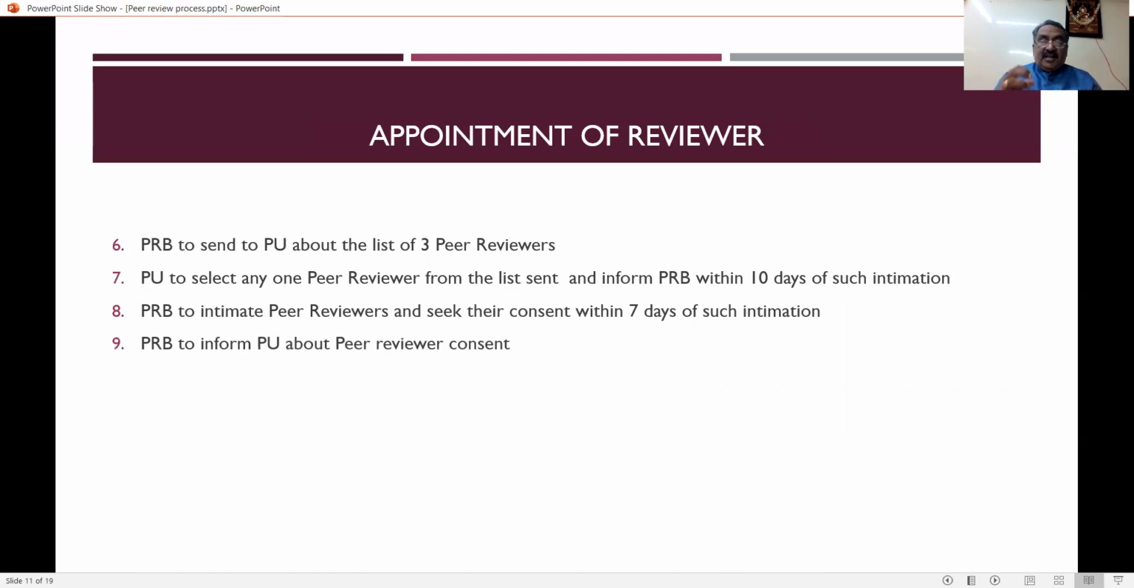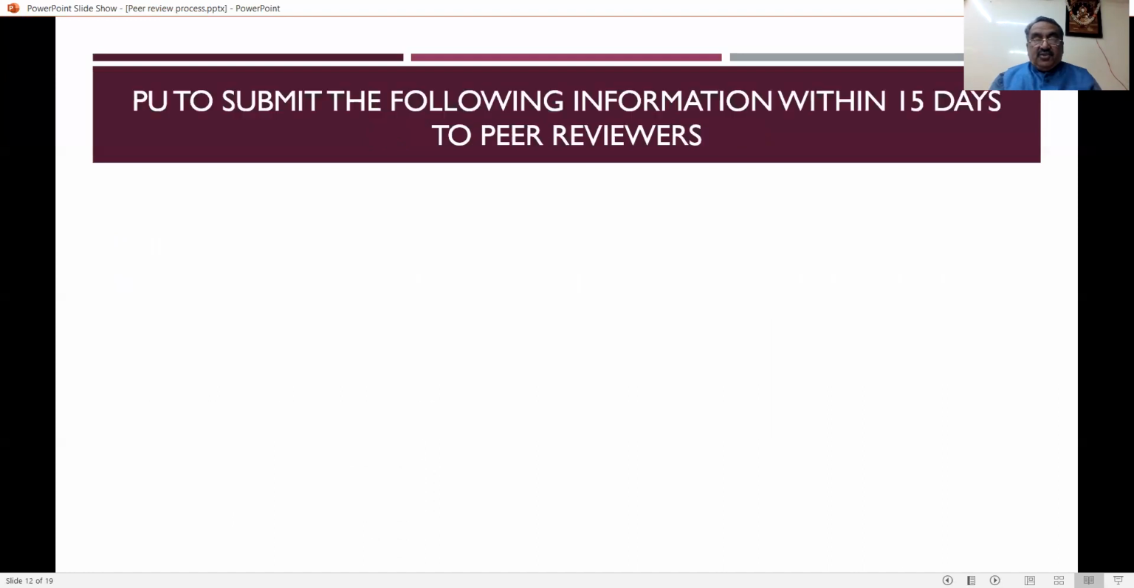So, after getting this, the peer reviewer's consent has to be forwarded to the practice unit, because the practice unit only chooses the peer reviewer, and their consent means their direction is being accepted. The peer review board has given the information and forwarded the consent of the peer reviewer to the practice unit, and the practice unit has to submit the following information within 15 days. Yes, now the peer reviewer is being appointed.